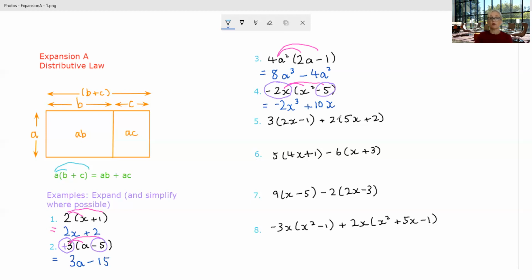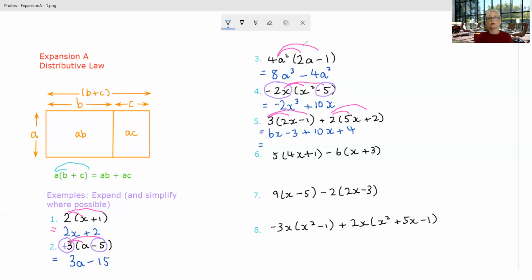All right, now this is probably more like what you would often be working with. Maybe you've got an equation and this is part of the expression on one side that you need to simplify in order to then go ahead and solve. So we've actually got 2 lots of expansion to do here, and then we're going to collect our like terms. So 3 times 2x is 6x, 3 times negative 1 is negative 3. 2 times 5x is 10x, 2 times 2, of course, is 4.